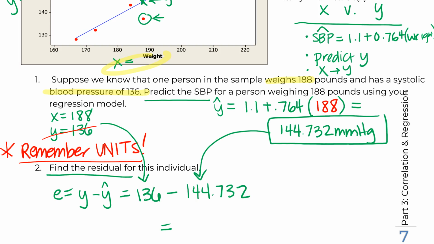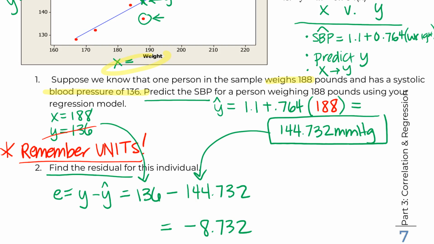I can't do this math in my head, so I'm pulling out my calculator. This is a negative 8.732. And definitely show your work on this. I've had a lot of students who will write this and then give me a positive 8.732. So just make sure that it is clear what math you are doing. Because if you do this and then give me a positive, I might not dock you anything, but if I do, it will be minimal.